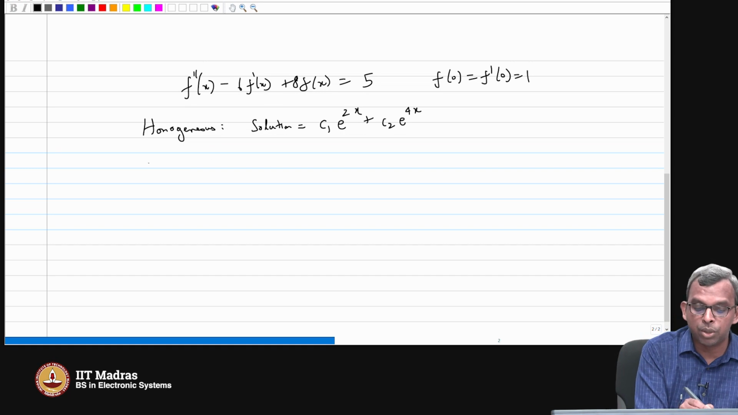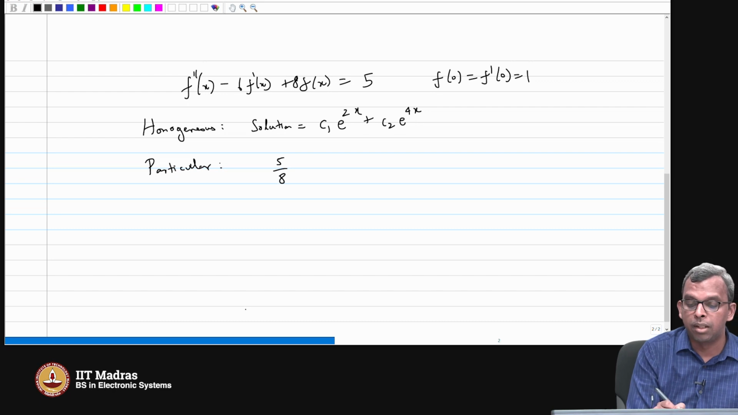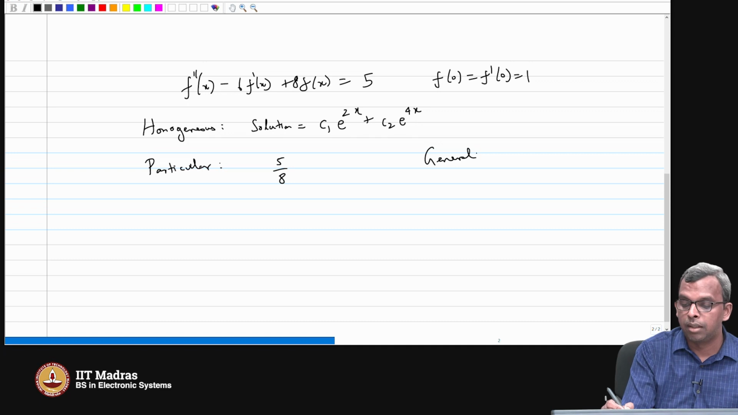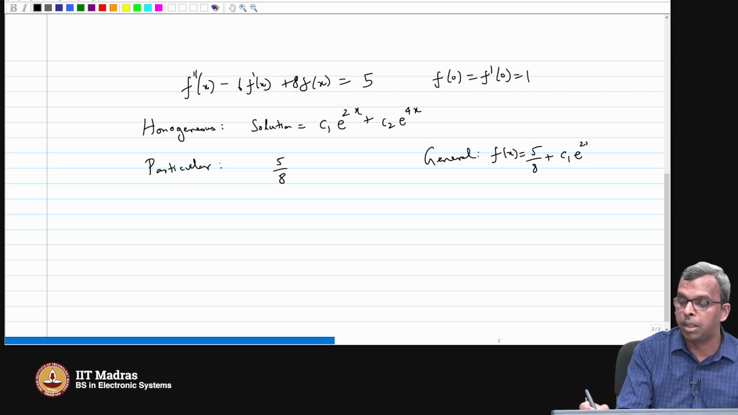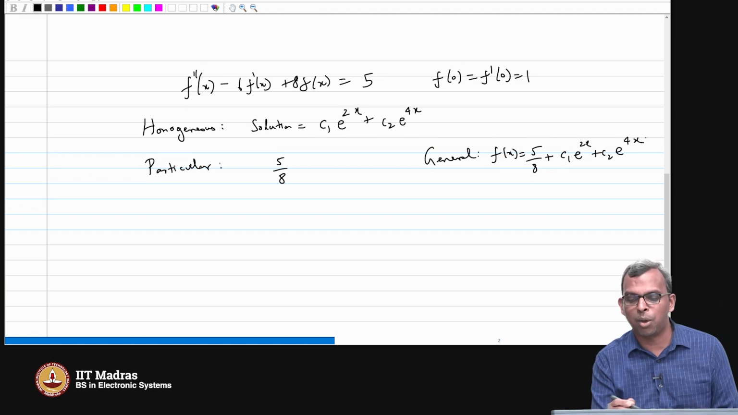What about a particular solution? Okay. I know I am going to guess f of x equal to some constant, right? And what should the constant be? It should be 5 by 8, right? A particular solution is 5 by 8. Okay. So, what is the general solution? The general solution is going to be f of x equals 5 by 8 plus c1 e power 2x plus c2 e power 4x. As simple as that.